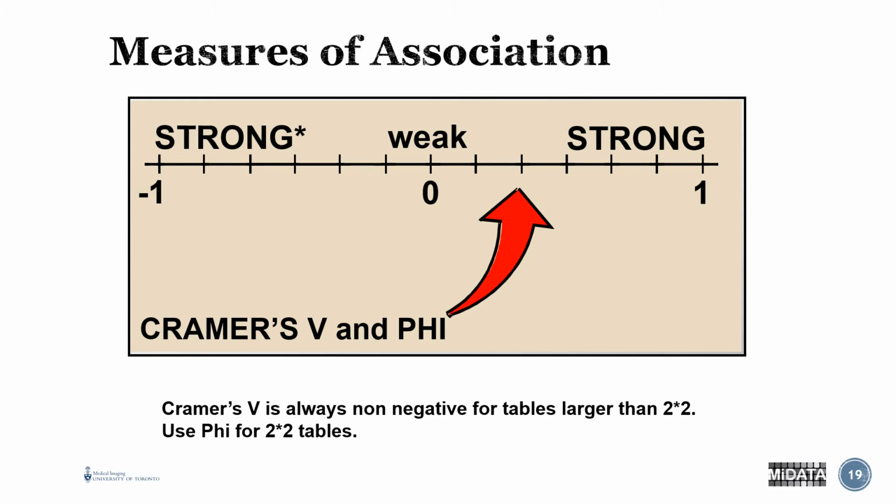Now, interestingly, the Cramer's V is always non-negative for tables larger than 2 by 2. In your case, most often, you're going to be working with a 2 by 2 table. And in this case, you use the phi correlation. And the phi correlation can vary between -1 and 1.